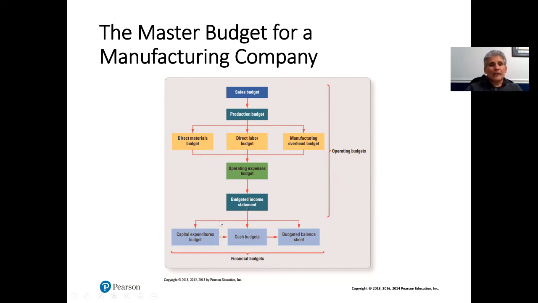From there, we can look at what capital expenditures we need to budget for the year. Again, those capital expenditures are the purchase of very large assets. We're then going to develop the cash budget, which helps us to control the cash. And then from there, we can finalize what is referred to as a budgeted balance sheet. The top area here, those are all the operating budgets. And the bottom area, those are the financial budgets.